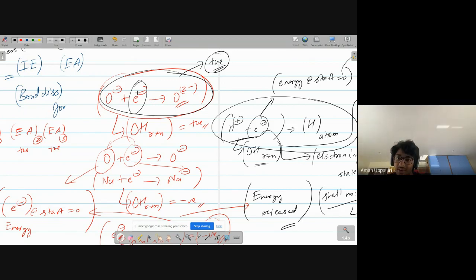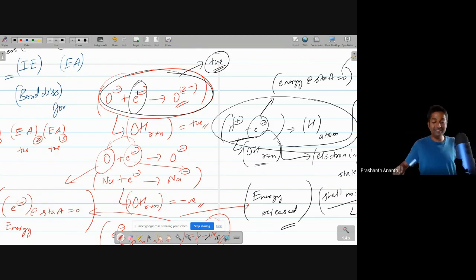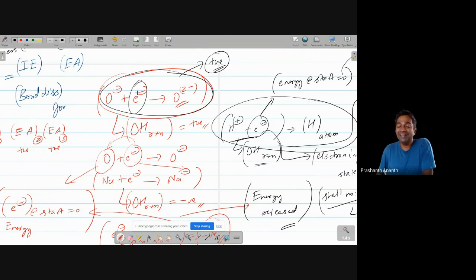Since they're repelling, when you bring them closer, you need to provide energy into the system. That's exactly why the value is positive. These two are going to be repelling each other, they do not want to come closer, so to force them together, you will have to provide energy. But once it goes in, the electron becomes happy. You understand the idea there?